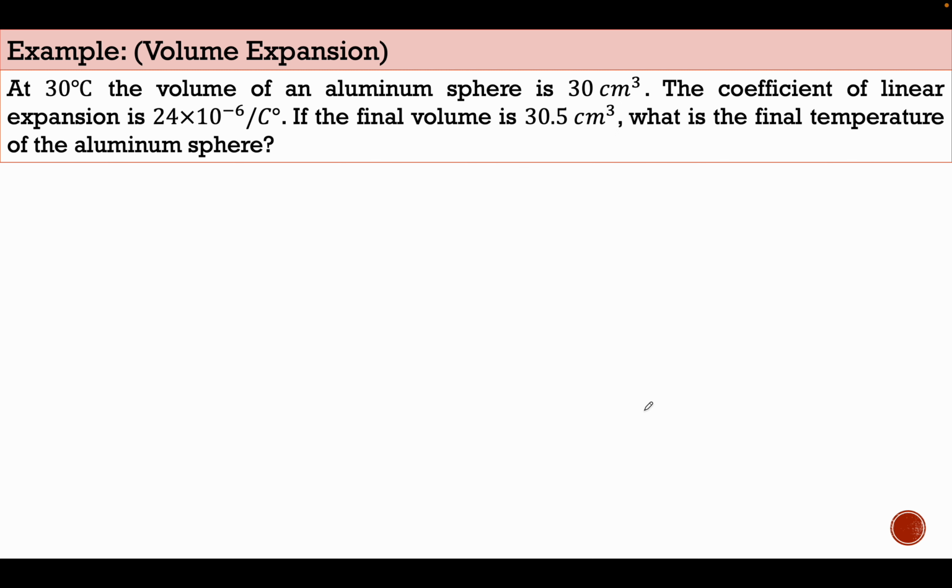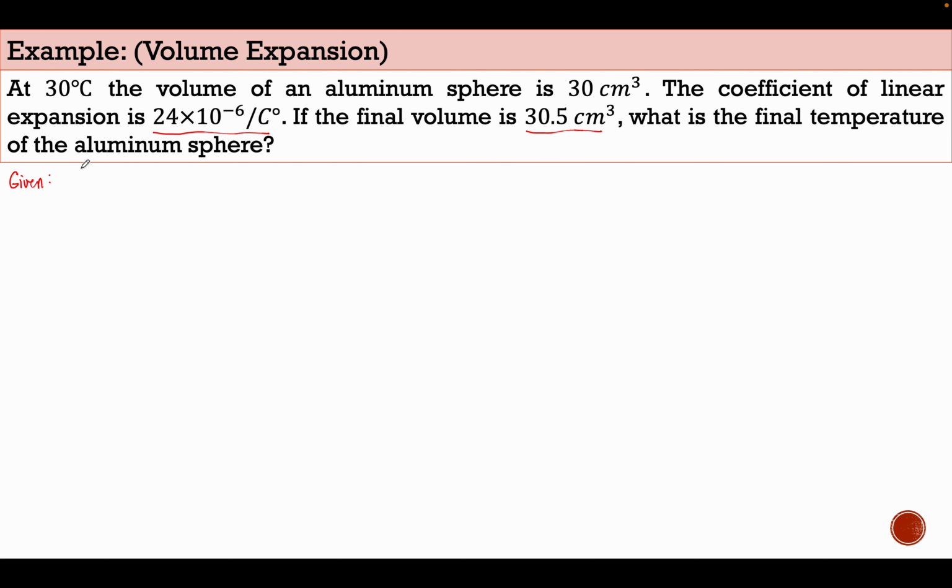And now, for our last example, it is all about volume expansion. At 30 degrees Celsius, the volume of an aluminum sphere is 30 cubic centimeters. The coefficient of linear expansion is 24 times 10 to the power of negative 6 per Celsius degree. Now, if the final volume is 30.5 cubic centimeters, the question here is, what is the final temperature of the aluminum sphere?